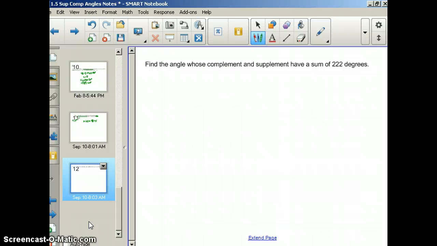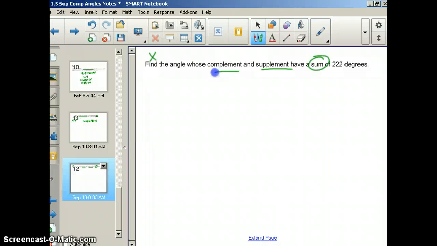Okay, one more problem here. This is also in your classwork or homework. It says, find the angle whose complement and supplement have a sum of 222 degrees. Just like in the last problem, we have our angle x. The complement and the supplement of that angle are going to sum or add to 222 degrees.